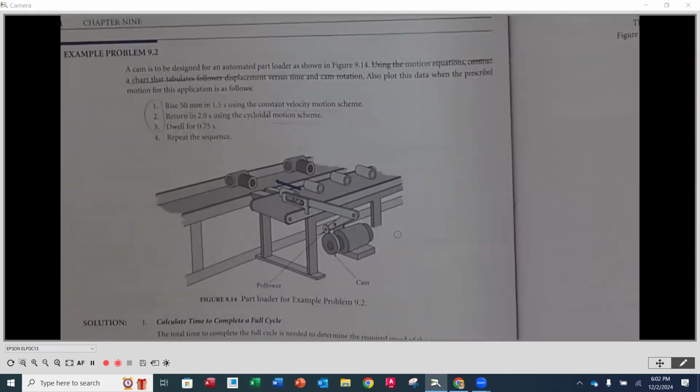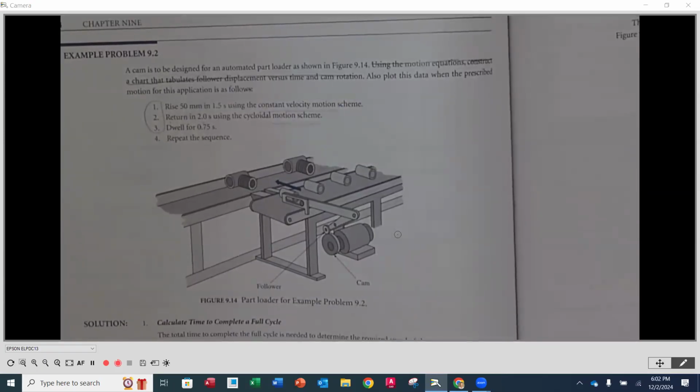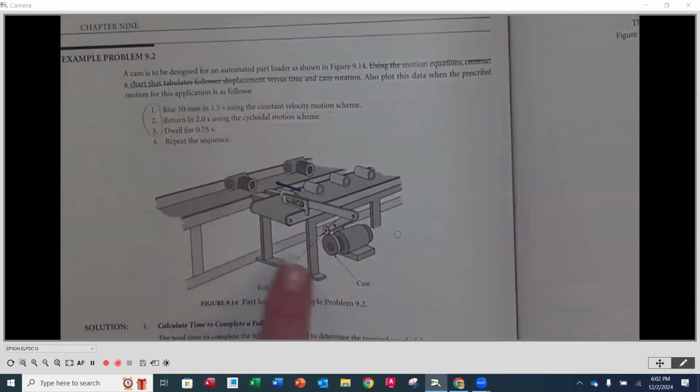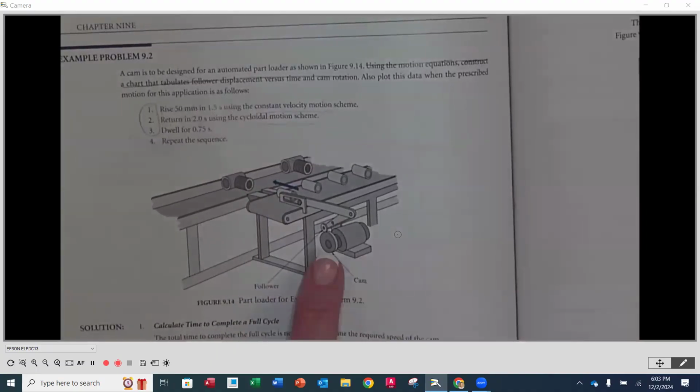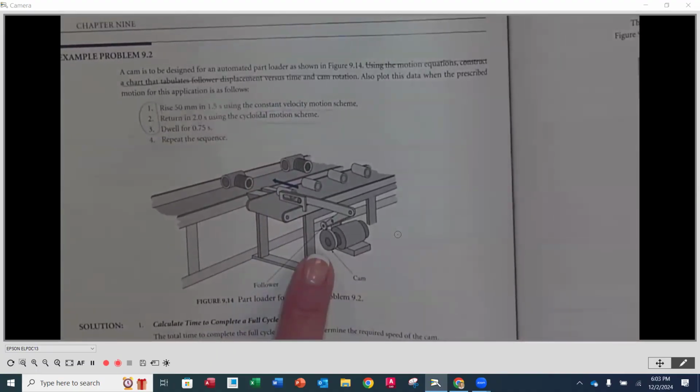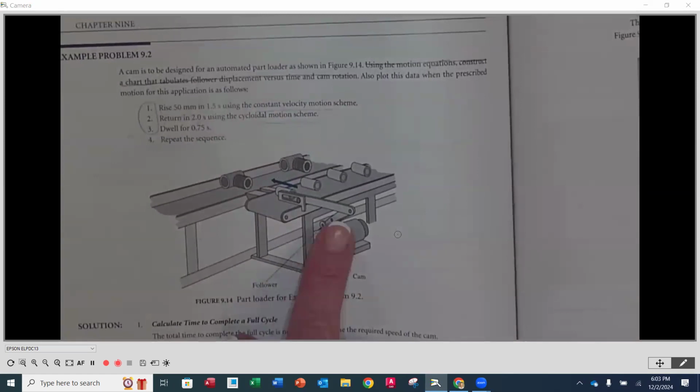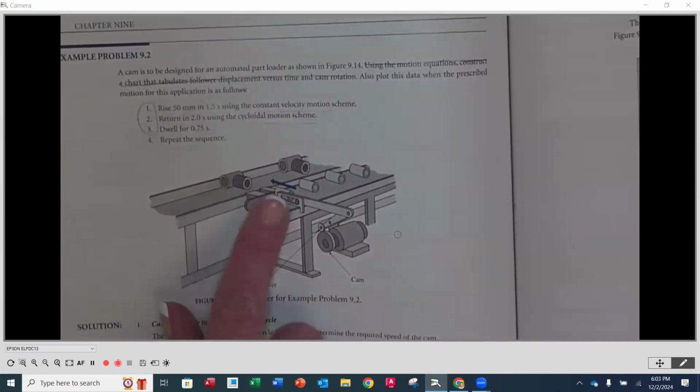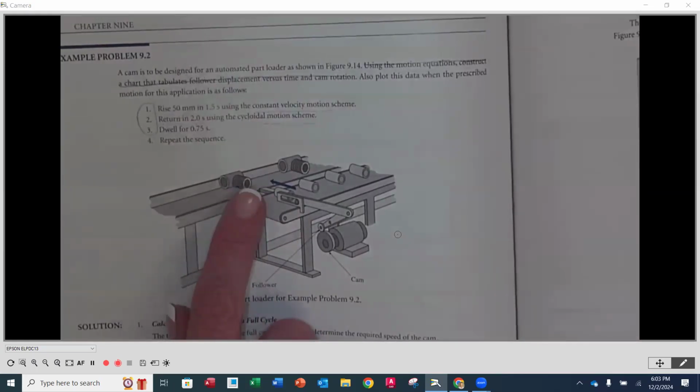Now, again, we're just going to do the first 3 steps here, and there's part of this that we're not going to do that they did. So a cam is to be designed for an automated part loader as shown down here. Okay, so notice the cam is on the end of the motor, and it is connected to this arm right here, and it's going to move this going back and forth, in and out.